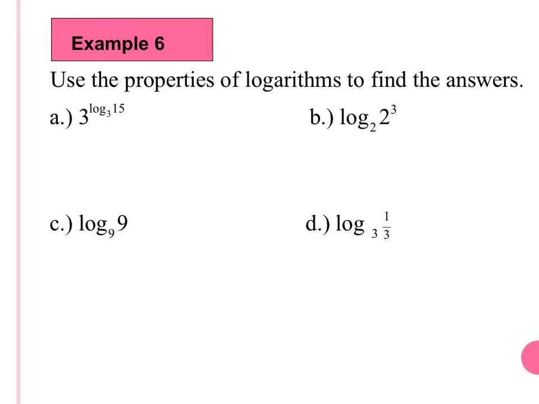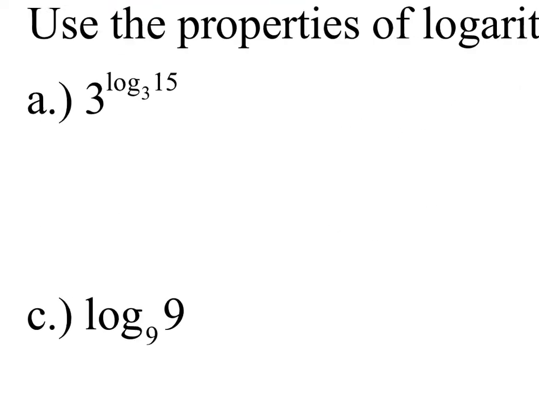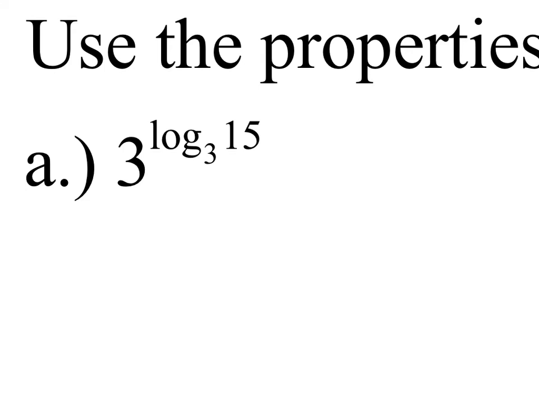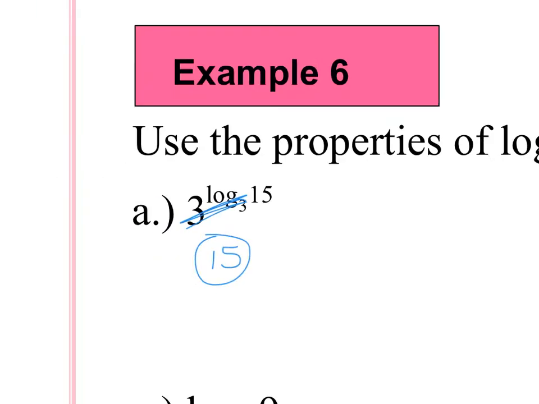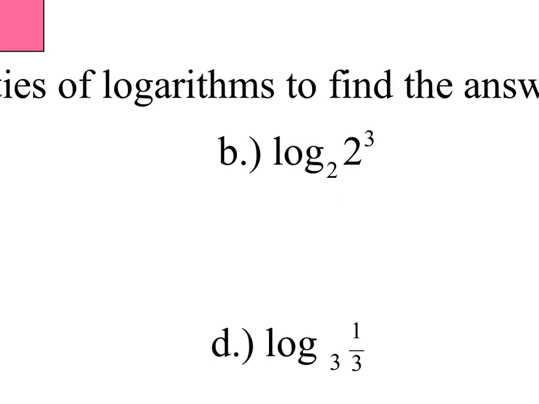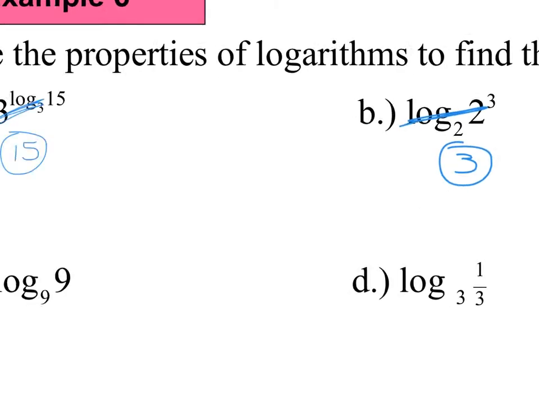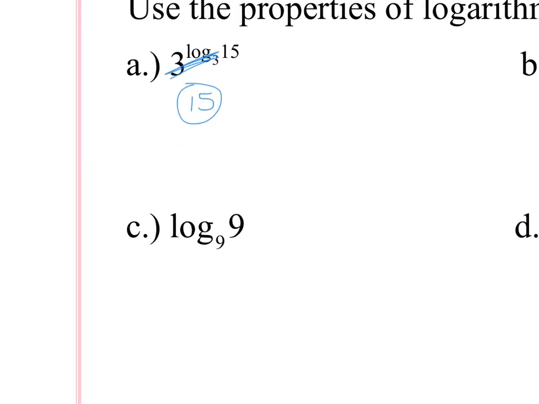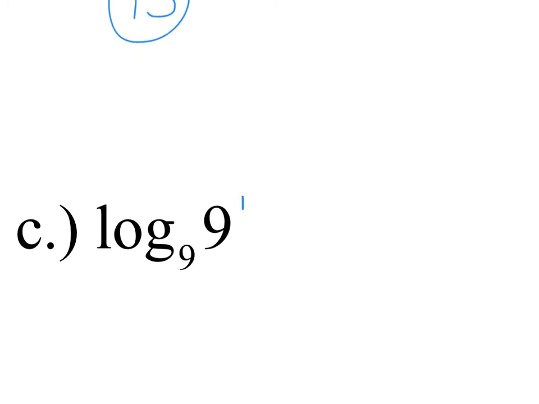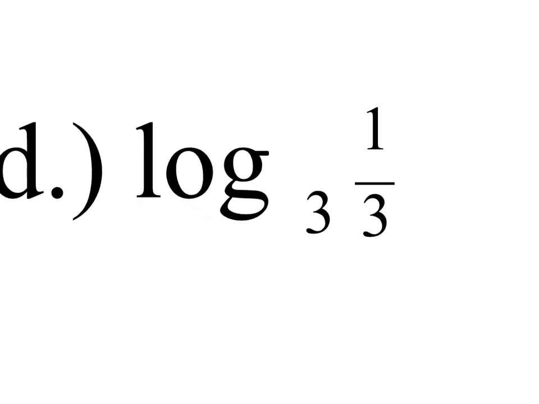All right. Don't fail me, guys. Look at A. 3 to the log base 3 of 15. What cancels out? The 3 and log base 3, so my answer is 15. Very good. It's nice to know our properties of logs. Log base 2 of 2 to the 3rd power. What happens? These cancel out. My answer is 3. What about log base 9 of 9? This is to the 1st power, correct? What happens when I have log base 9 of 9 to the 9th? It cancels out. Becomes 1.